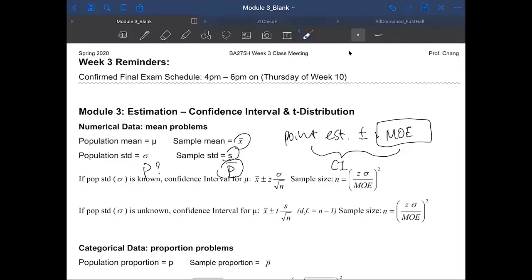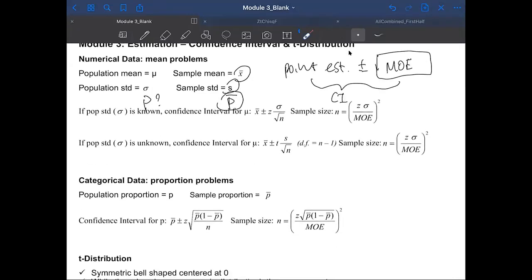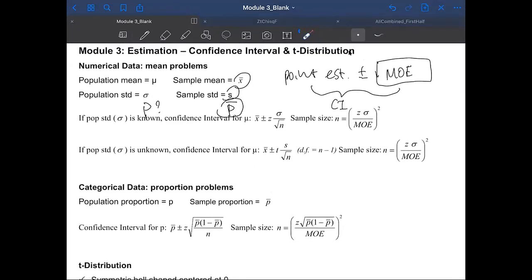Okay, great. So what we want to do for this lecture, for this meeting, is talk about how we can find a confidence interval. You guys have already seen the formulas already. Okay, so let's take a look. I'm going to separate all the problems into two different kinds of problems. Mean problems, that's going to deal with numerical data, and also proportion problems, that's going to deal with categorical data. So for mean problems, there are two different types of problem you're going to see.